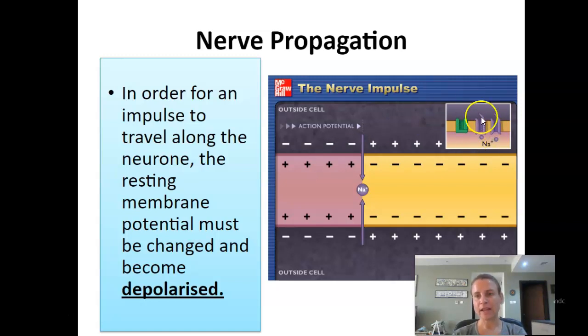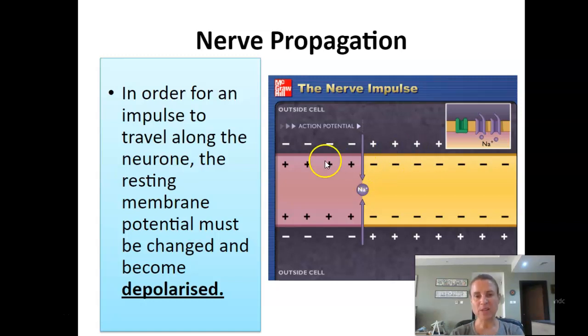You can see over here that sodium ions are diffusing into the cell, but that's a little bit more detailed than we need to know. All you need to know is that ions are diffusing across the cell membrane, and because ions are charged particles, which I know you remember from grade 10, when they take the charge with them, they're changing the charge of the neuron.